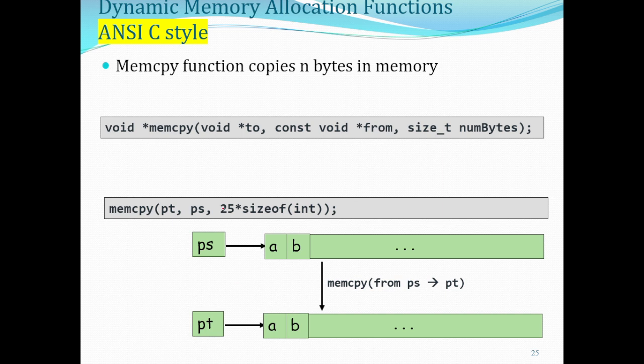I can do this as well. If I don't need all the data, I may copy just some chunk, let's say 5 elements. So it will copy only 5 integers from source to target. It will ignore the rest, okay? And that's it.